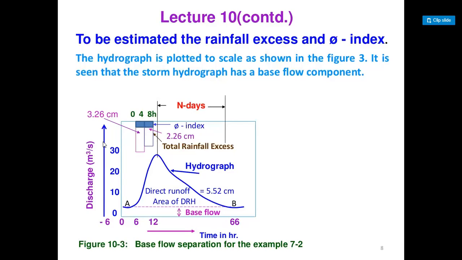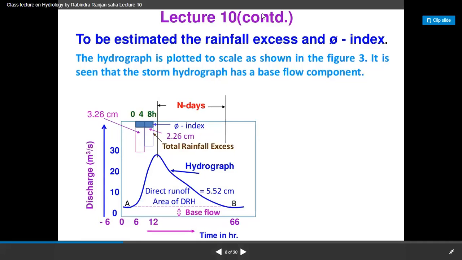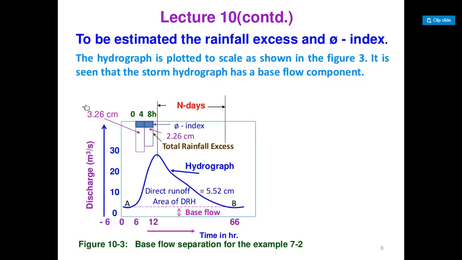Here, to be estimated are the rainfall excess and the φ index. The hydrograph is plotted to scale as shown in figure 3. It is seen that the storm hydrograph has a base flow component. Here, guys, base flow separation for the example. Discharge in meters cube per second is taken on the y-axis.